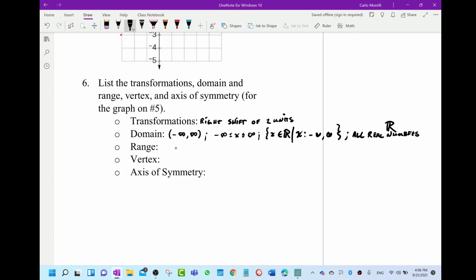So here we go, range. It begins at 0. Using this notation, you would use a bracket because that means it includes 0: bracket 0, comma, infinity. There you go. This is the way you would write this. You would say 0 less than or equal to y less than or equal to infinity. And then you would say the set of all y that are elements of the real number system such that y is between 0 and infinity.